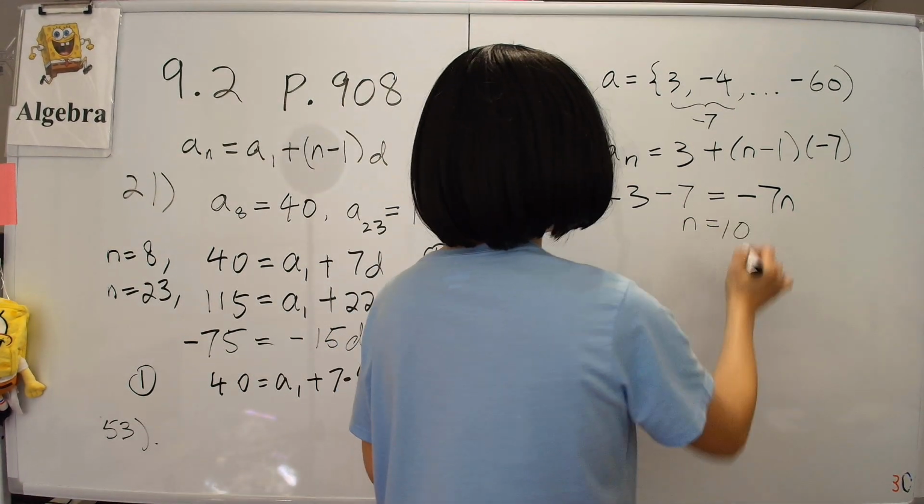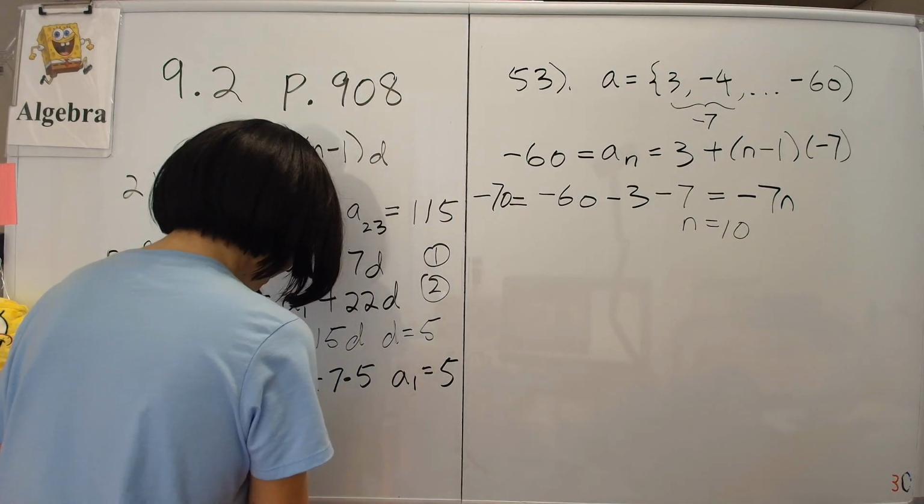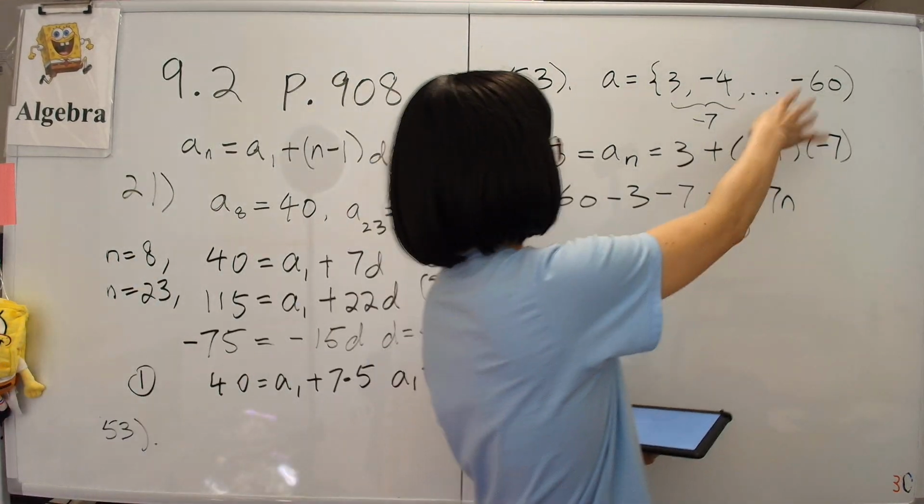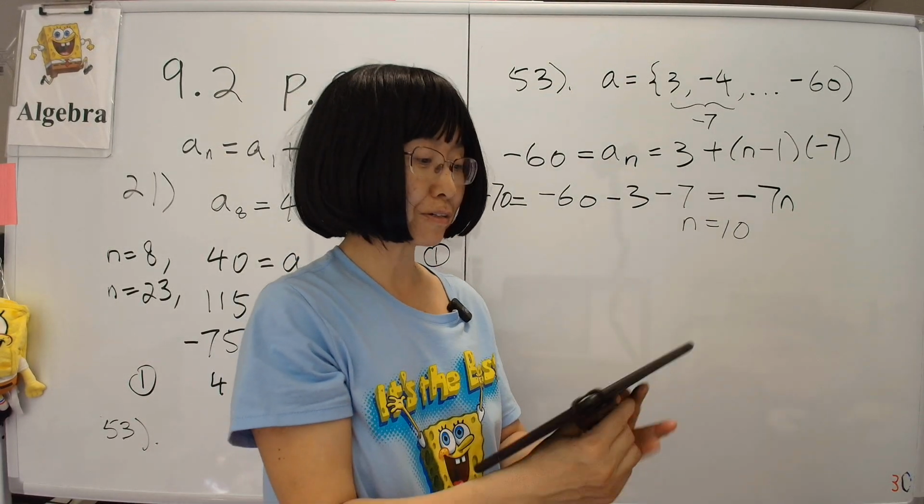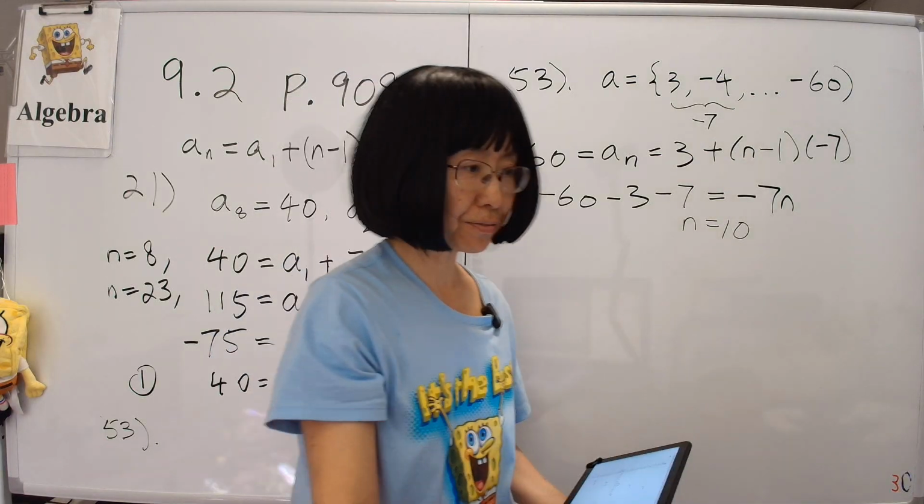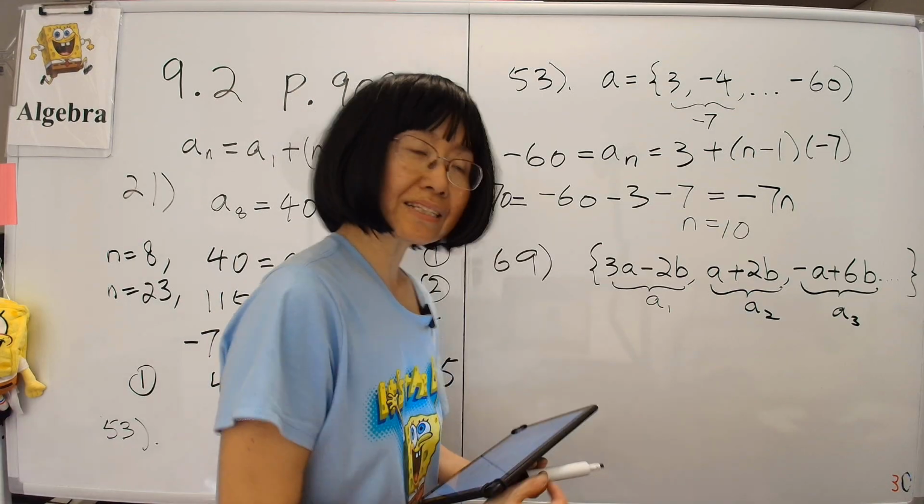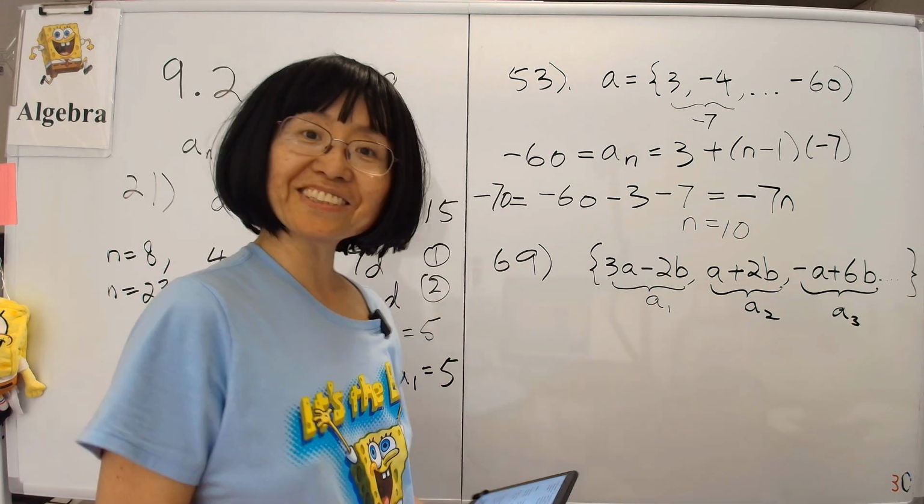So there are a total of 10 terms in this finite sequence. It's finite because it stopped right there. It can keep going, but we decided we wanted to stop. So that's problem 53. So next, let's consider problem 69, where we have an unusual situation.